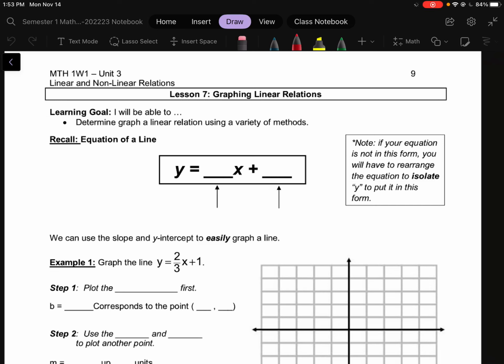Hi everyone, so today we're going to be looking at a new lesson, which is lesson 7. The lessons were all mixed up, so this is like lesson 6 and 7 together. This is looking at graphing linear relations.